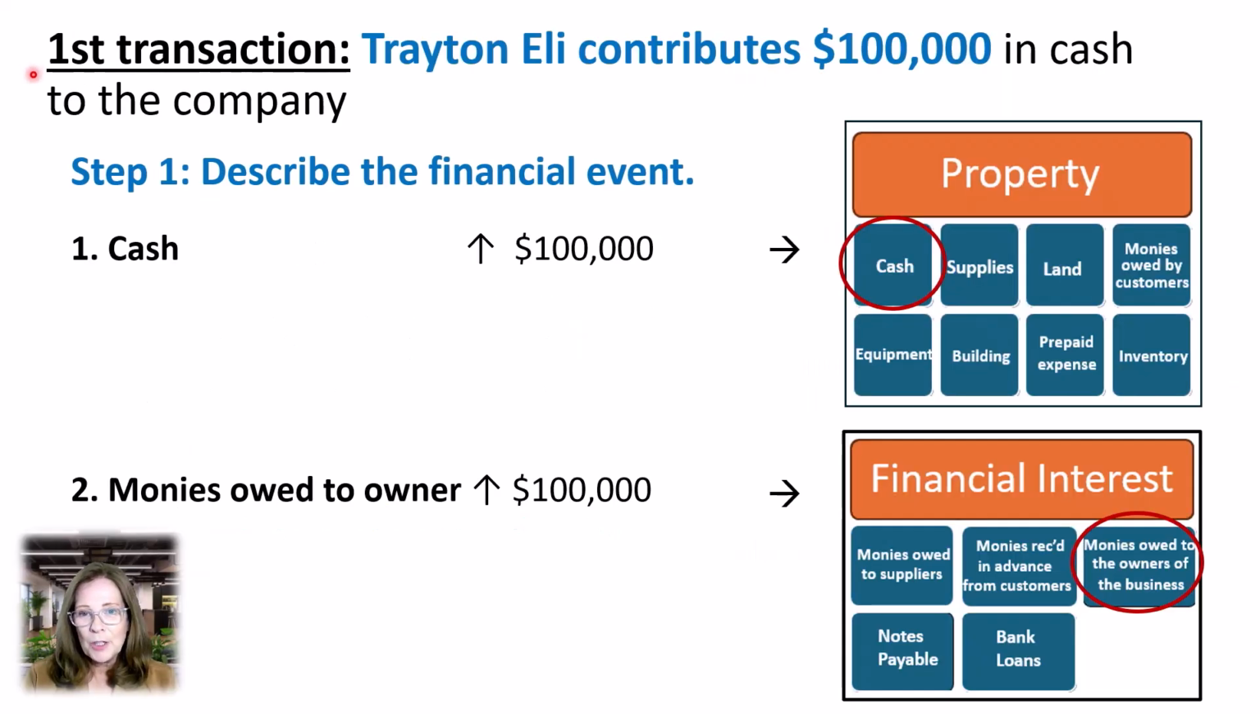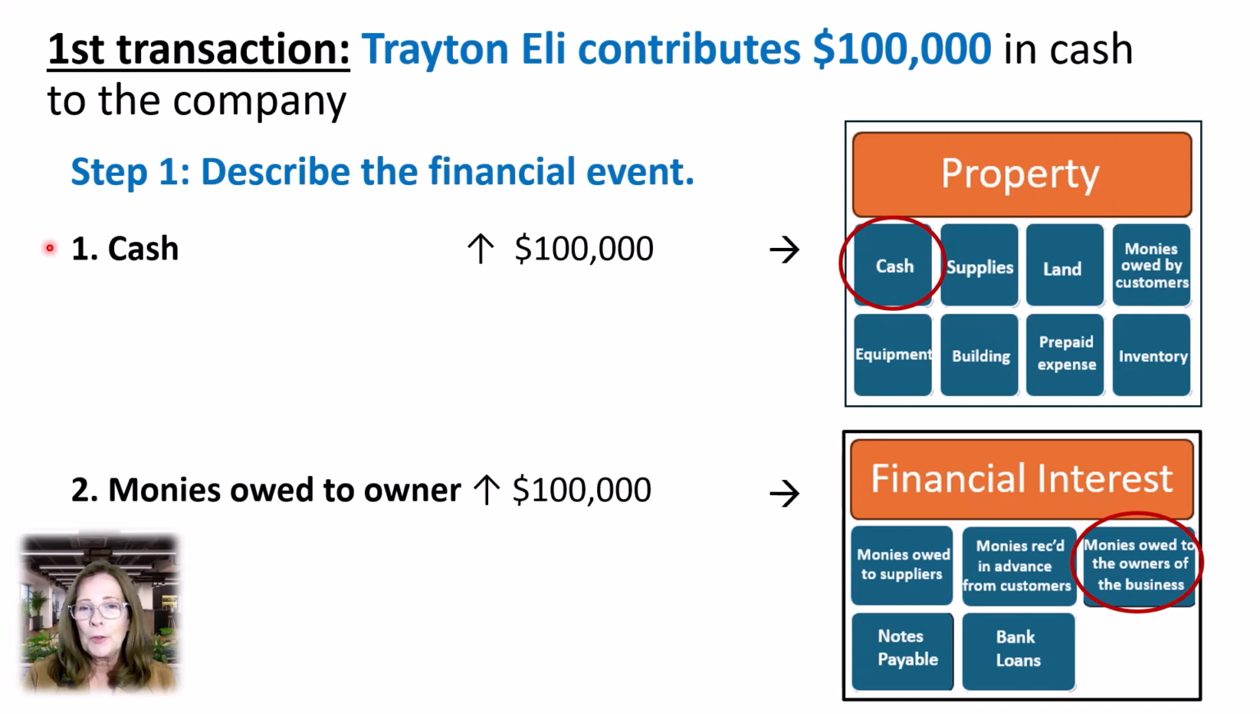For the first transaction of this new business, Trayton Eli puts $100,000 of his personal money and deposits it into the business's bank account. So in step one of the process we just talked about, we described the financial event. Eli's Consulting now has more money in the business's bank account, $100,000, and will use the account cash for that. In a business, you'll likely use the name of the bank as the description, like Bank of America checking or Citibank checking. For simplicity, we'll just use the account name cash.